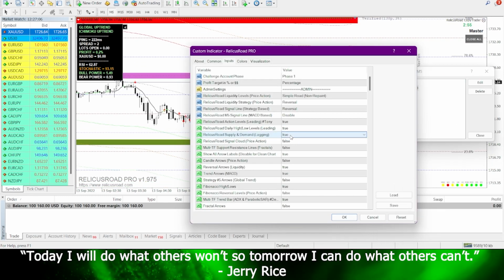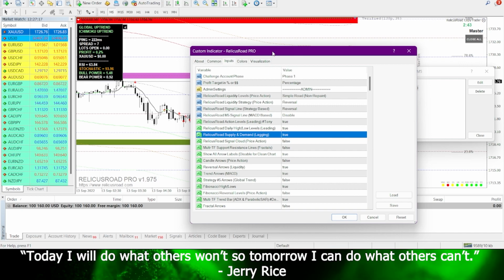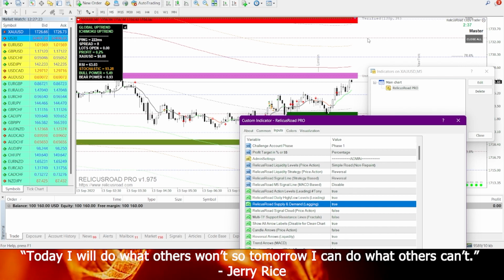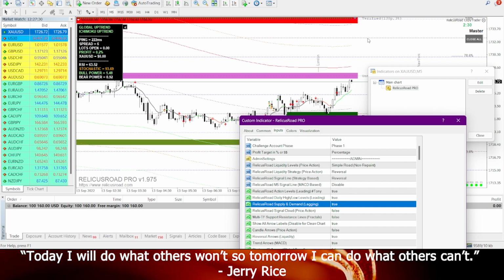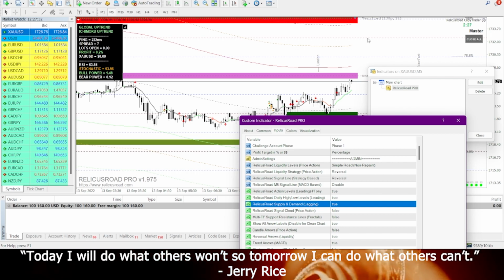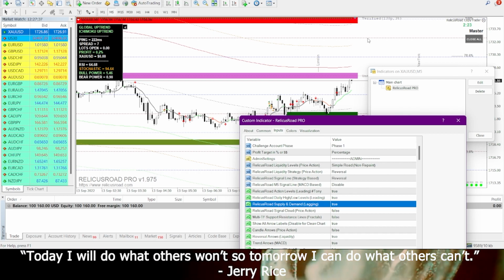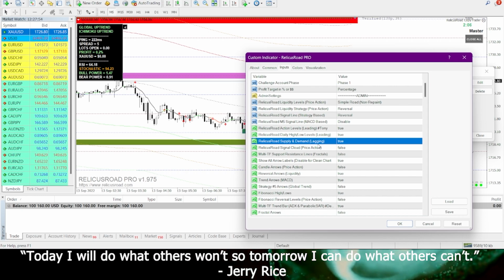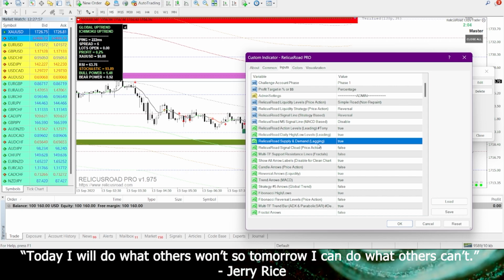So we have supply demand. These are lagging. They can be leading also. Mainly they are lagging because they are formed after a rejection. But the action levels are before anything has happened. So you can predict, okay, at this specific level, market might react, and you can expect it to reject. If you look here on the market, through a RelicusRoad indicator, you will see most of the supply and demand are formed around action levels. Action levels are leading, supply demand are lagging, but once they are formed, they become slightly leading because you can expect a rejection before the market goes there, or you can expect the market to hit that level.